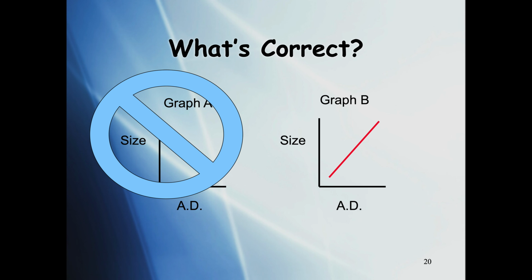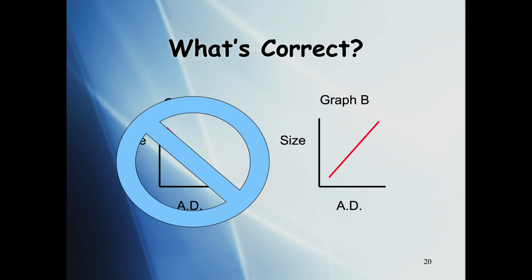Okay, so this is our graph that's not correct, graph A, and this is our graph that is correct, graph B. So if we look at this, we've got angular diameter is small if the size is small. In other words, if something's small, it looks small. If something's large, it looks large.